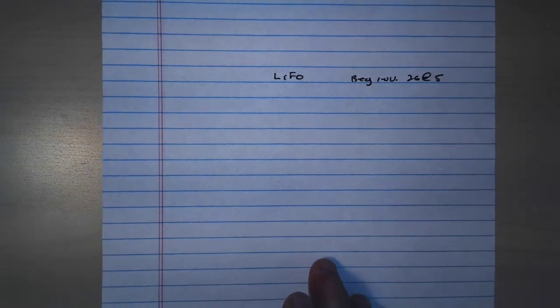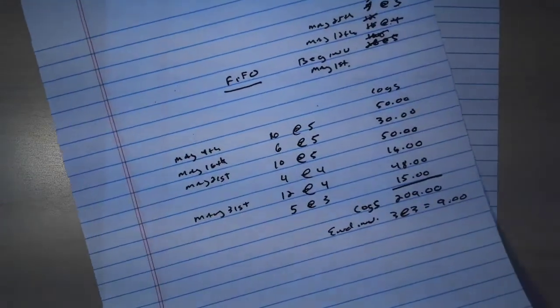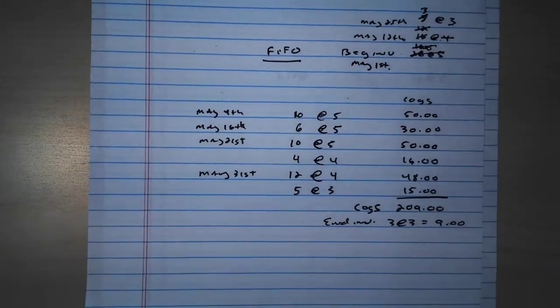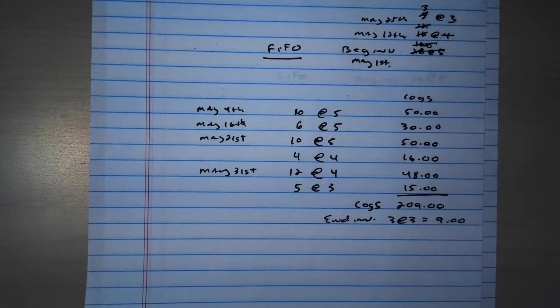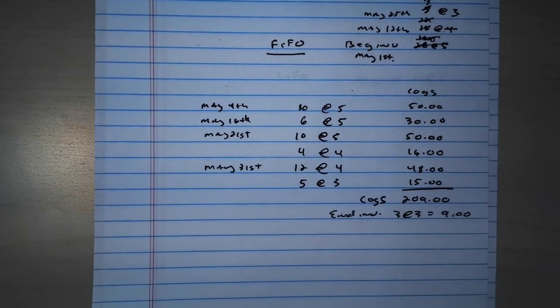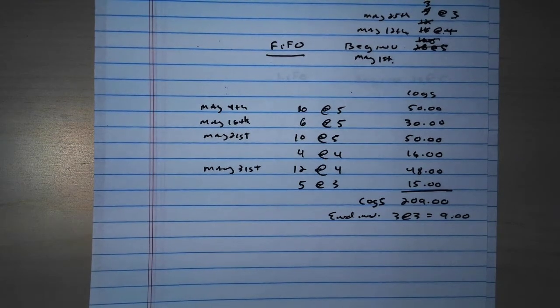All right, so the LIFO method. We used the FIFO method, and we saw that we had $29 of cost of goods sold. Ending inventory is valued at $9. So now if we use the FIFO method here, what we should see. I'm sorry, the LIFO method.